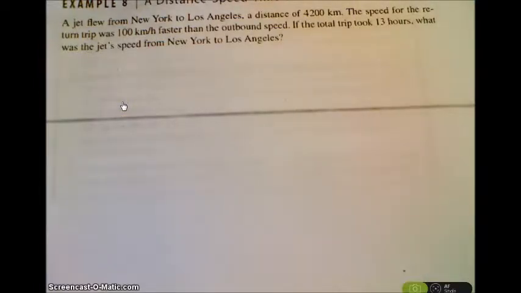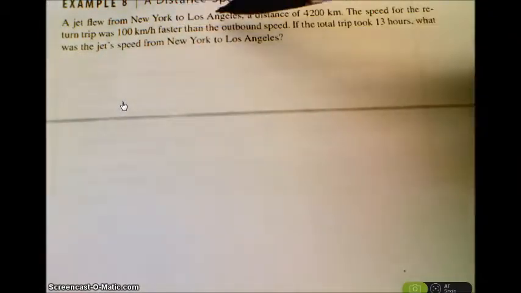In example 8, we have a jet that flew from New York to Los Angeles, a distance of 4,200 kilometers. The speed for the returning trip was 100 kilometers per hour faster than the outbound speed. If the total trip took 13 hours, what was the jet speed from New York to Los Angeles?